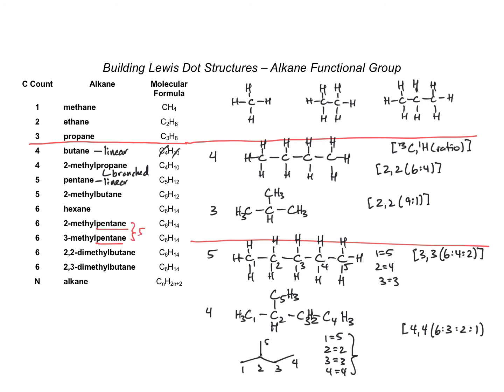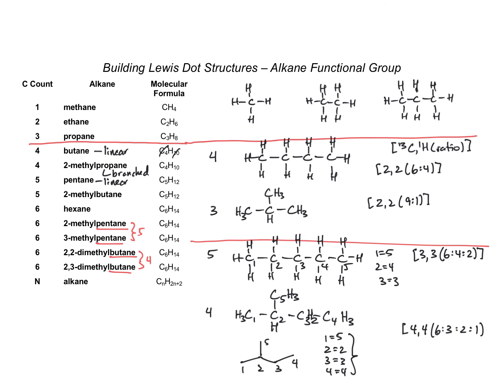So the longest chain in there is 5. Then we get into butanes. The longest chain in there is 4. What you're going to find if you go through this same analysis is that all of these will have all different carbon and proton numbers. So you can identify what the constitutional isomer is based on the data that you're given.